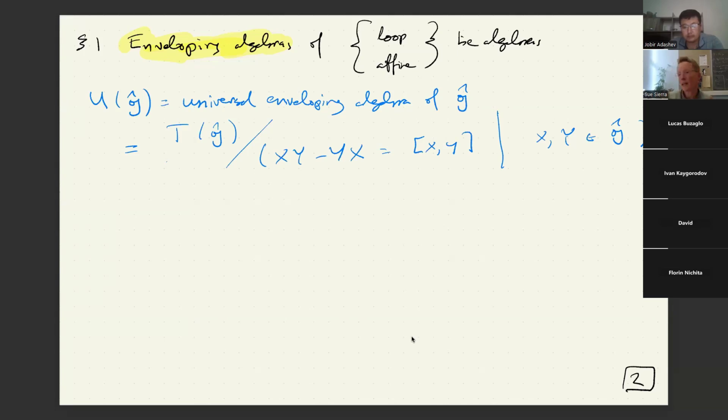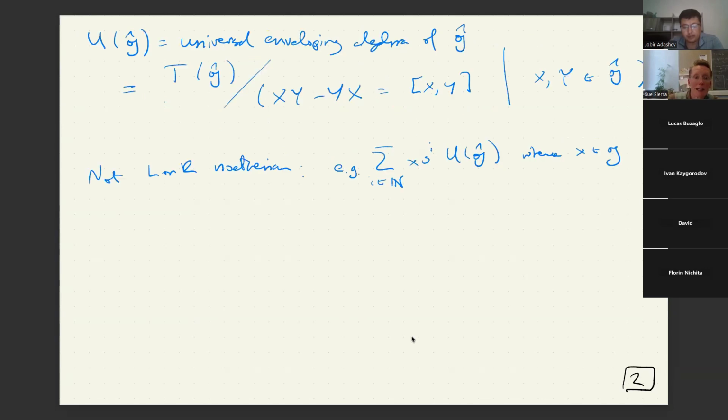This is set up so it's an associative ring and it has the same representation theory as the Lie algebra. So if you're interested in representations of g hat, but you'd rather think about an associative algebra for some reason, well, you can look at modules over this enveloping algebra. So what is this ring like? Well, the thing that's quite easy to see is it is neither left nor right Noetherian.